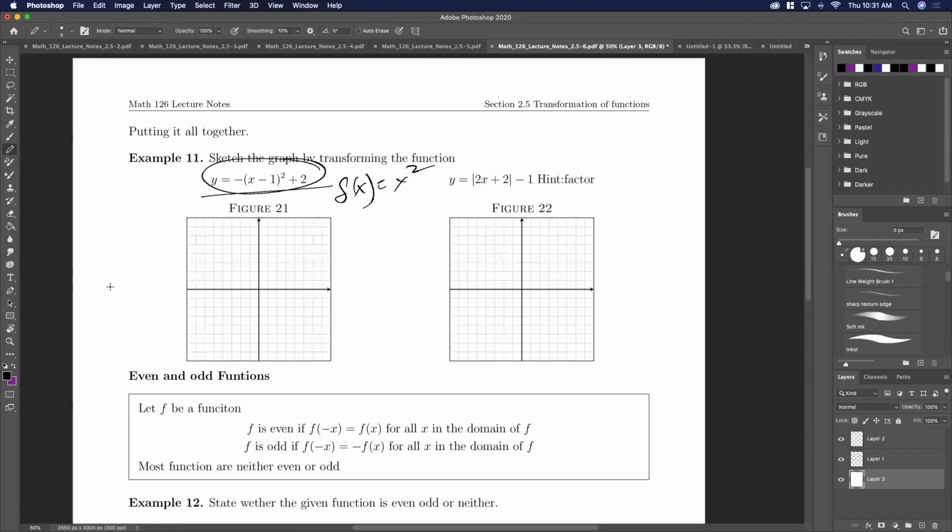So what am I doing to this? So I'm going to shift it up by 2, so that's correct. So we're going to shift it up by 2. So shifted up by 2. It is an x. So we're going to reflect it across the x-axis. So I'm going to put reflect across x-axis. And then I move it right by 1. Okay.